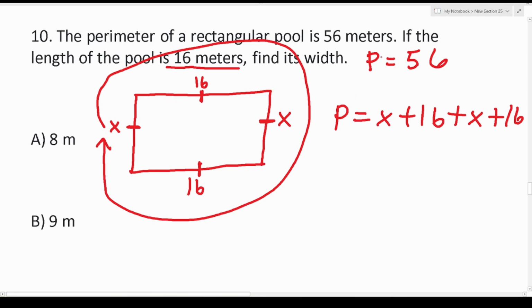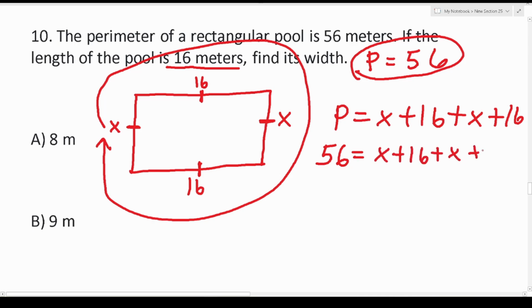Okay? And likewise, we know what the perimeter is. The perimeter, according to the problem, is 56. So in place of P, I'm going to put 56. So this becomes 56 equals X plus 16 plus X plus 16. All right, so let's combine our like terms. We have X and X, so this is 56 equals 2X. 16 and 16 is going to be 32. And it should be obvious now that if we solve for X, we'll know what the width of this rectangle is. Okay, because again, X is right here. We're solving for X over here.